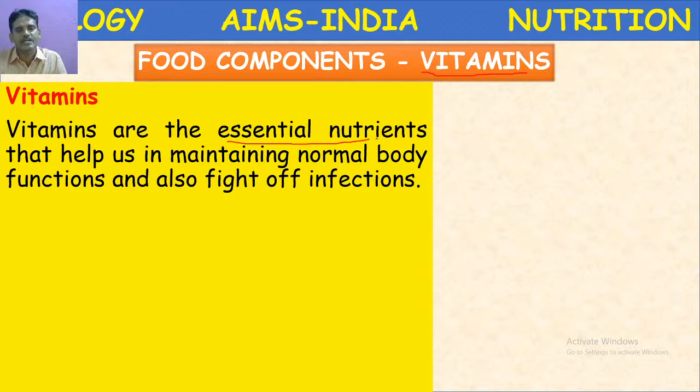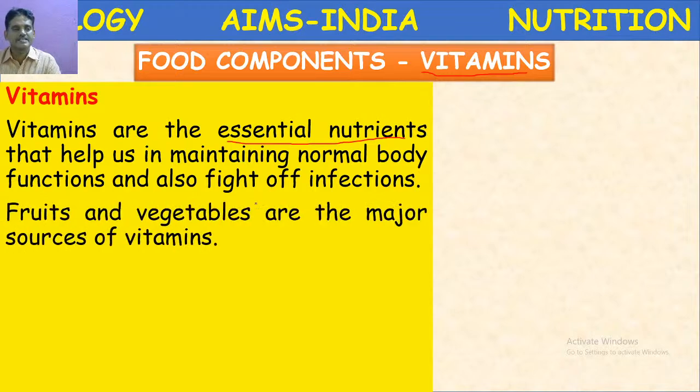Why are they called essential nutrients? Because not all vitamins are synthesized in the body, but they are required in small quantities in micrograms. Then how are they obtained? Through our food. That's why vitamins are called essential nutrients. Vitamins help us in maintaining normal body functions and also fight against diseases. Fruits and vegetables are the two important foodstuffs which are major sources of vitamins.